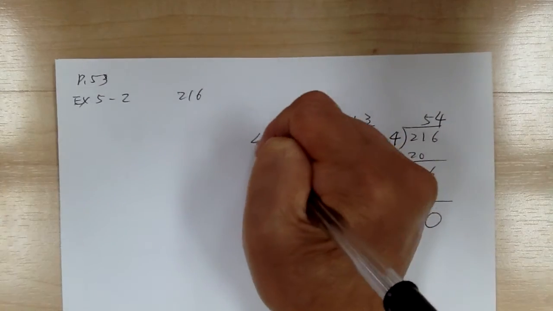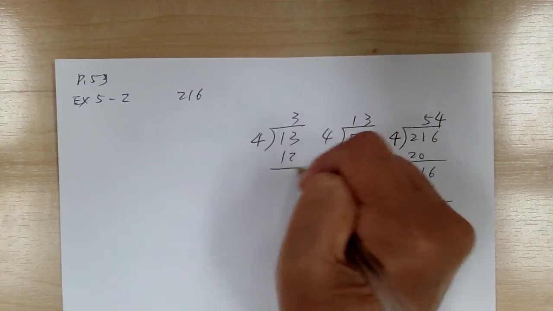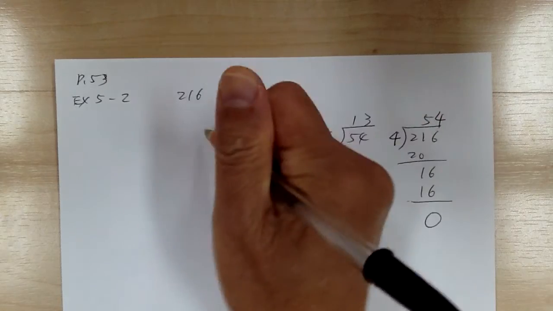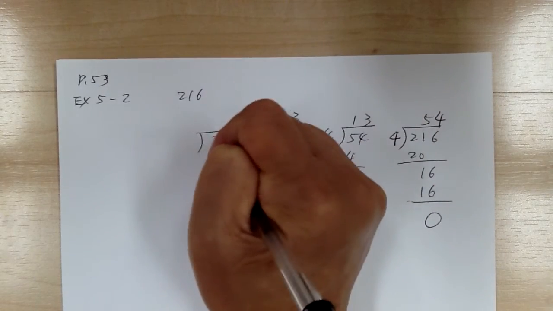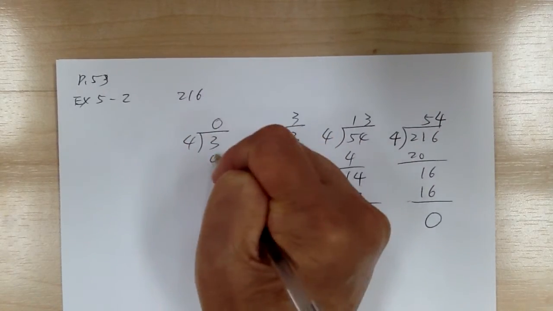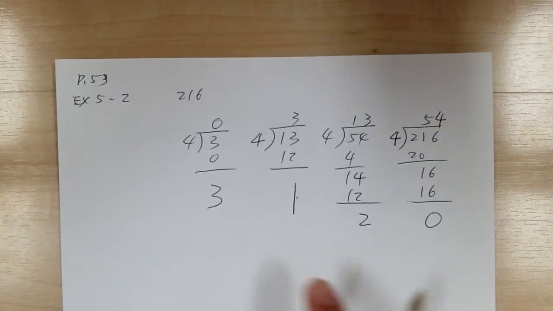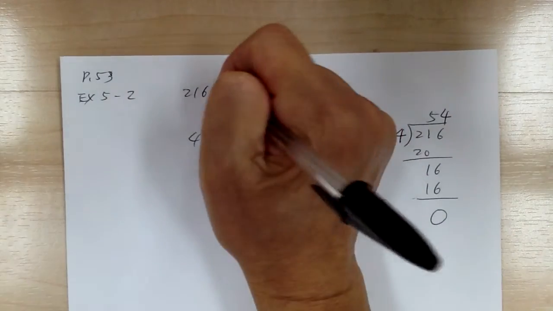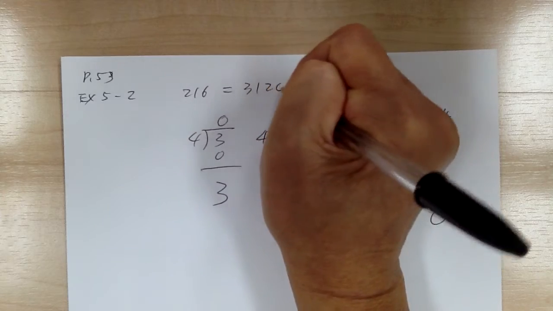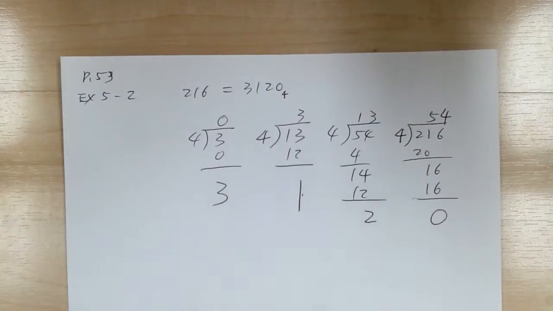13 divided by 4 is 1, and then for the last one you can see that it's going to be a 3. Okay, so 216 is equal to 3120 base 4.